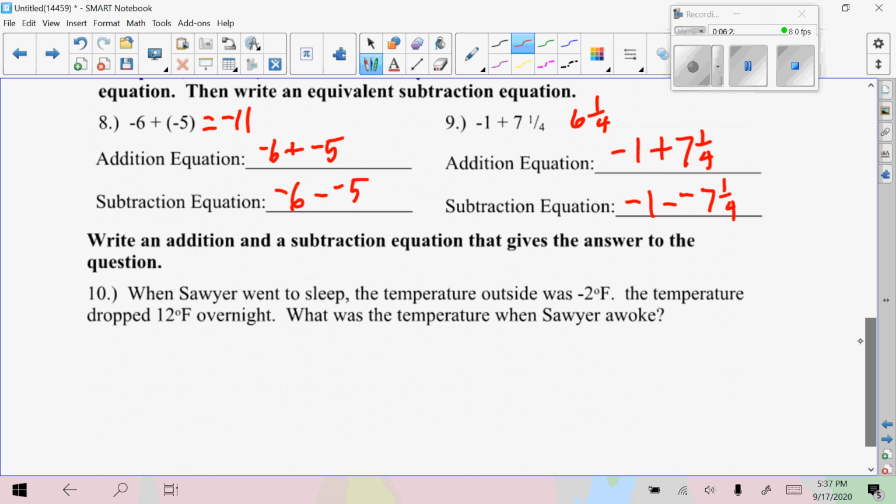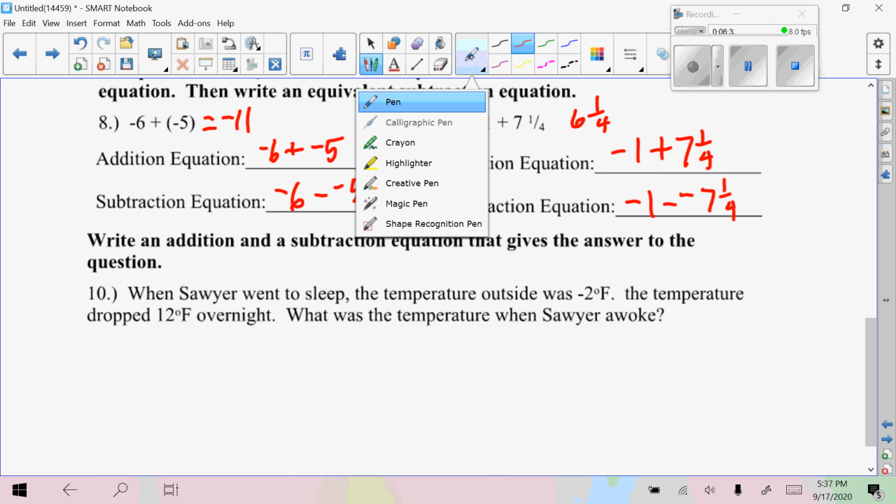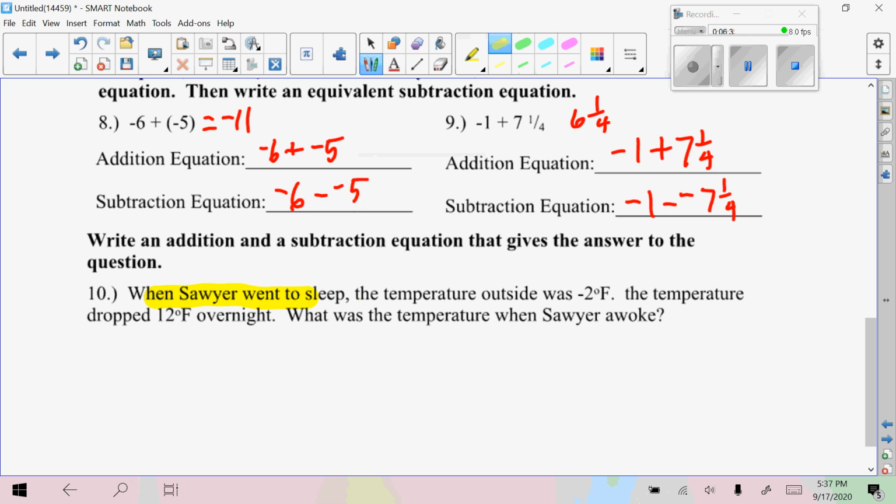Okay, let's do some real life problems here. We want an addition and a subtraction problem that gives the answer to this question. When Tyler went to sleep, the temperature outside was 2 below zero Fahrenheit. It dropped 12 degrees overnight, so it got colder. So I would definitely start with subtraction on that one.